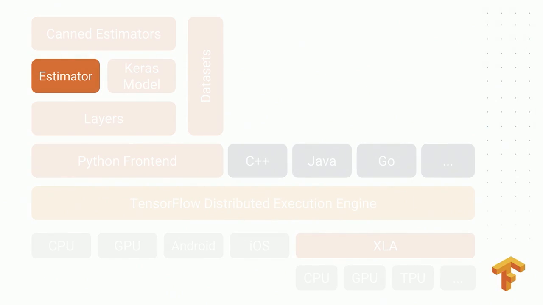So we've talked about XLA, or how you run on these new hardware platforms all the way across the range of devices we support. But I now want to talk about how you actually write your algorithms so that they can run across all these platforms. And for that, we have estimators.